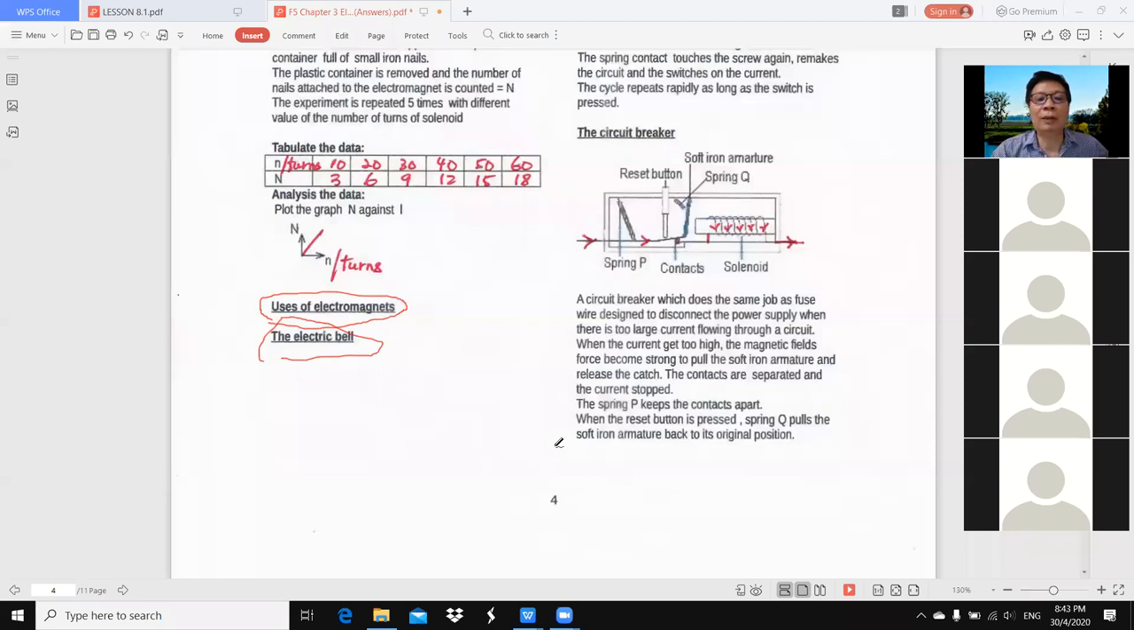I hope they log in again. Sorry, because I click too fast. So I click remove instead of admit. I go and click remove.